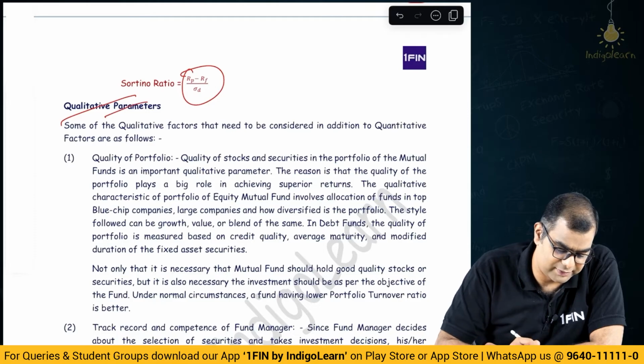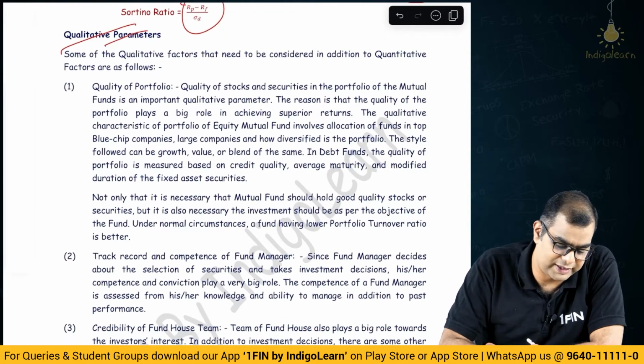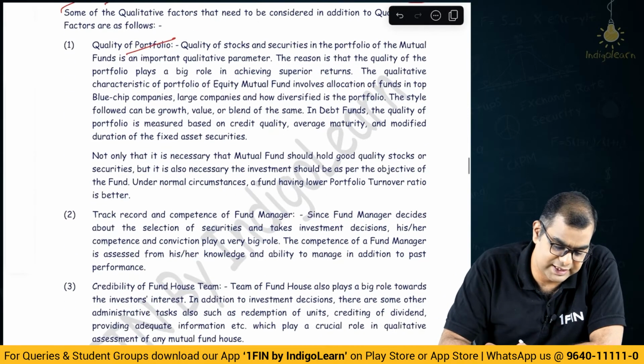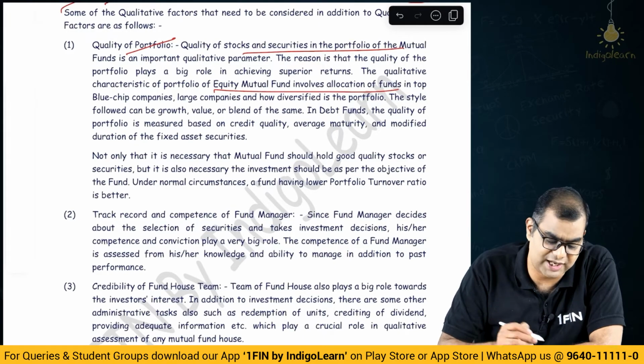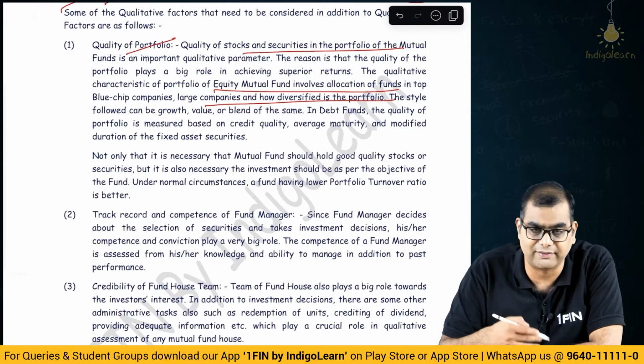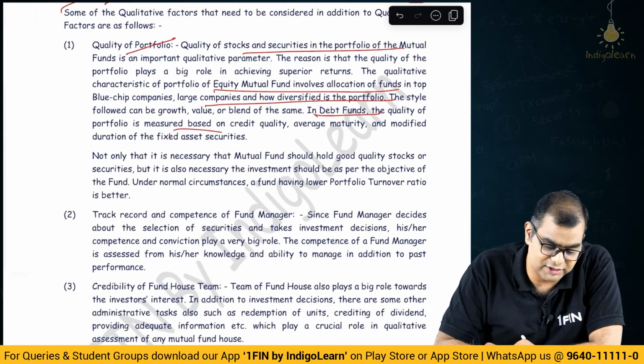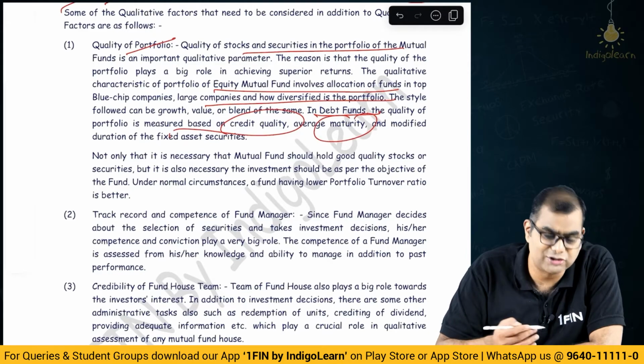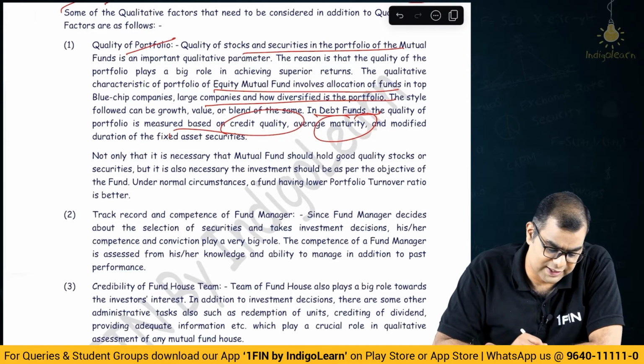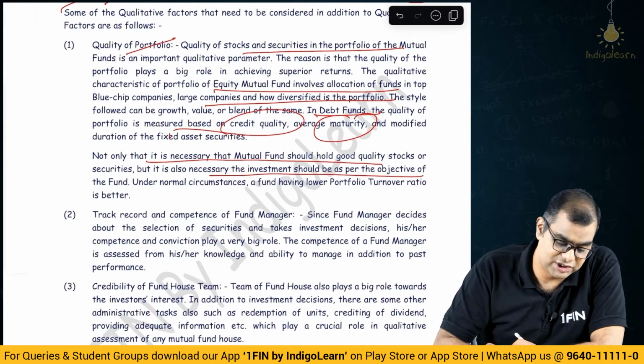Then you have qualitative parameters. Some of the qualitative parameters: the quality of the portfolio. Basically, what are the kind of stocks that you have? Do you have large blue chips, large caps, small caps? Whether they are value, whether they are growth, whether they are debt. Especially in case of debt funds, you look at the credit quality, the maturity, and so on and so forth. Not only is it necessary that mutual funds should hold good quality stocks, but it's also necessary that the investment should be as per the objectives of the initial fund.